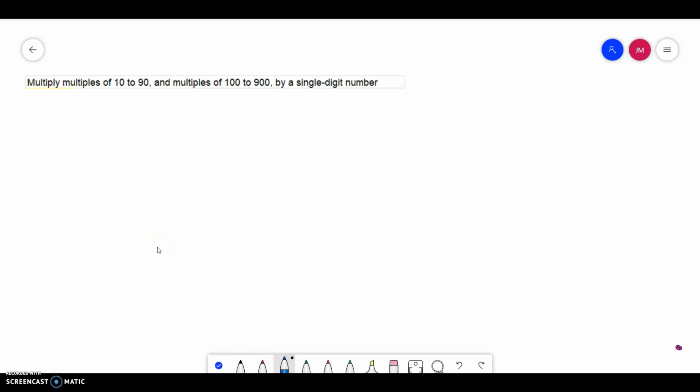Alright, today we're going to work on multiplying single digit numbers by tens or by hundreds. So if I multiply 6 times 2, we know that equals 12. But when I multiply 6 times 20, why do we know that the answer is 120?